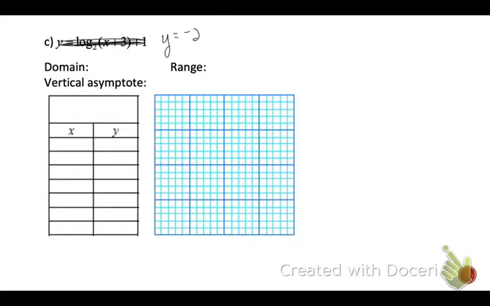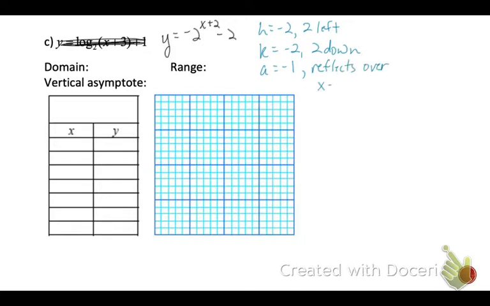All right, our next equation is y equals -2 raised to the x plus 2 minus 2. So I have both an h and a k value. So my h value is -2. I'm shifting 2 to the left. And then my k value is also -2. So I'm shifting 2 down. So hopefully, I also have an a value of -1. And that's a reflection over the x-axis.